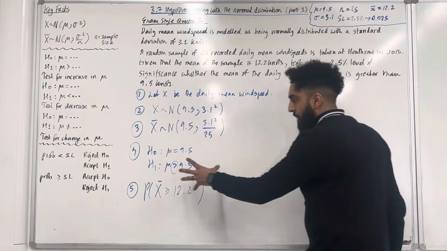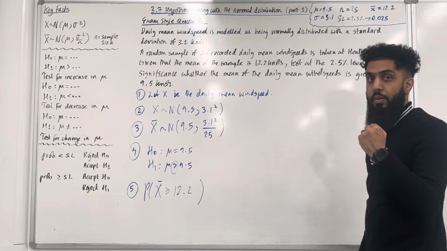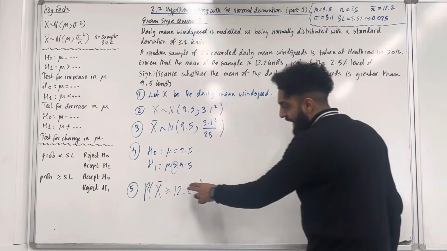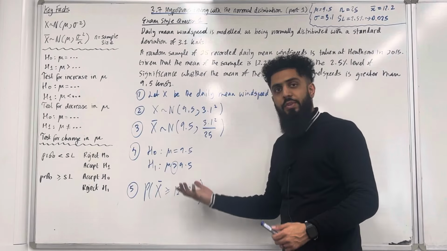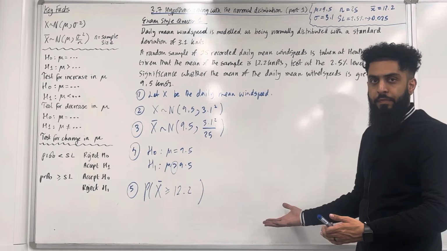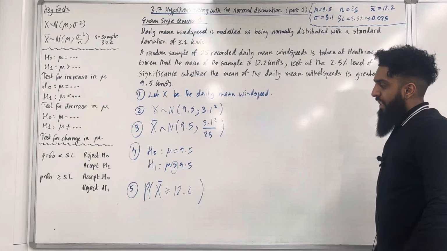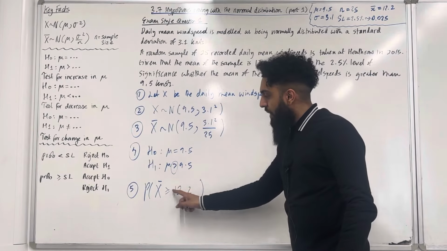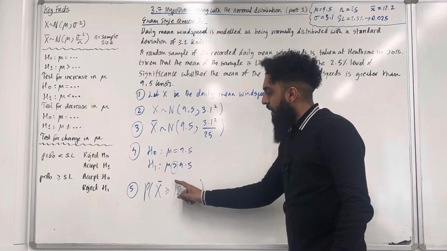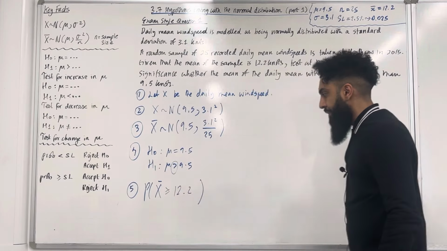Now remember, this probability represents an area. We're looking at a normal distribution. So that equal contributes 0 area. So if you were not to include the equal, you would still get the same probability. So it doesn't really matter, but as a standard, if you've got greater than here, put greater than or equal to here. If you've got less than over here, put less than or equal to over here.